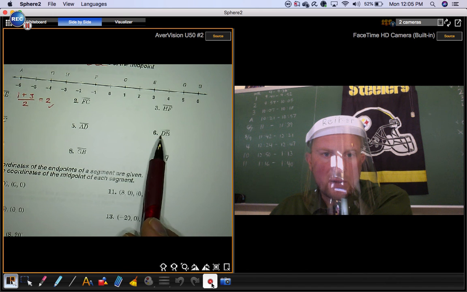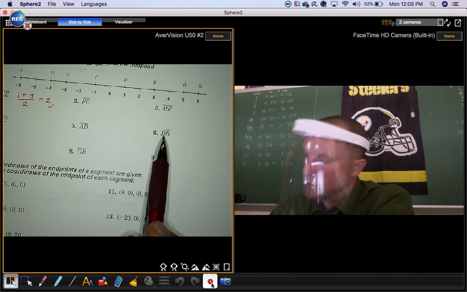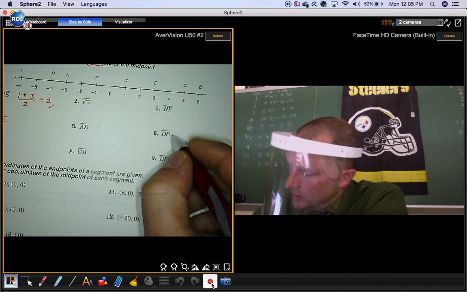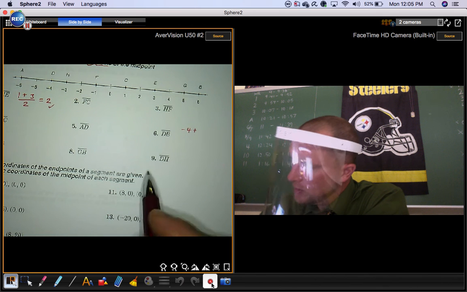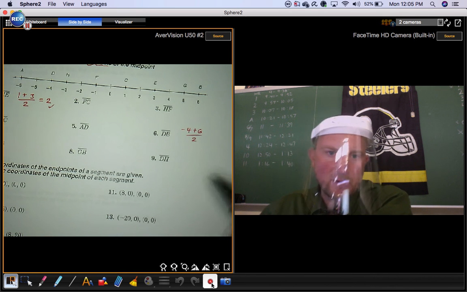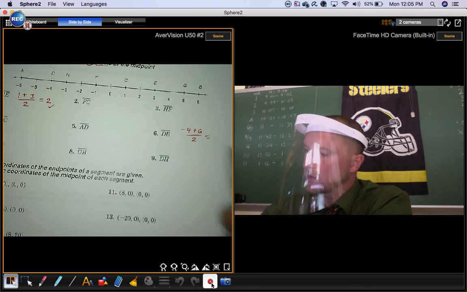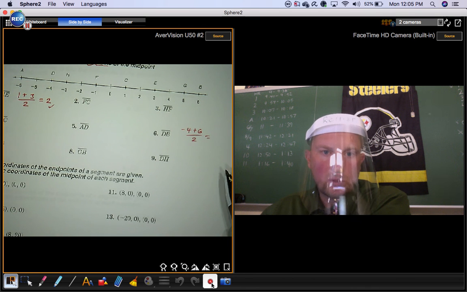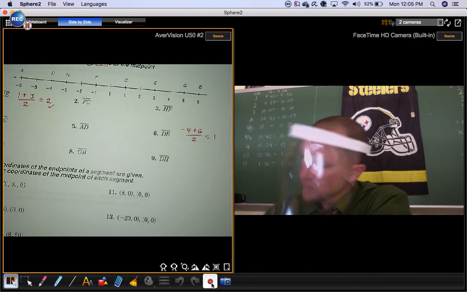Let's try number 6. Find the midpoint of segment DB. D lives at -4. B lives at +6. Let's average those. -4 plus 6 is 2. 2 divided by 2 is 1.